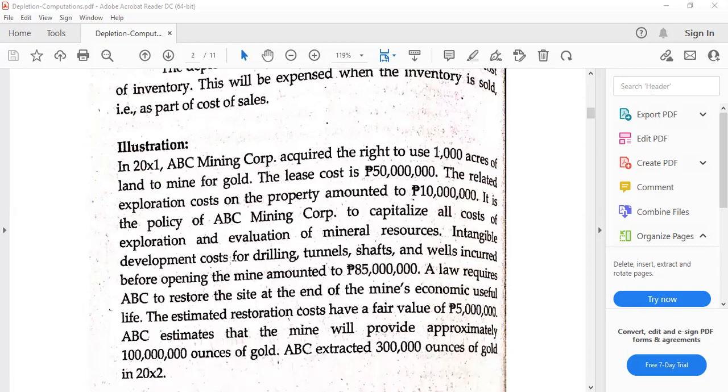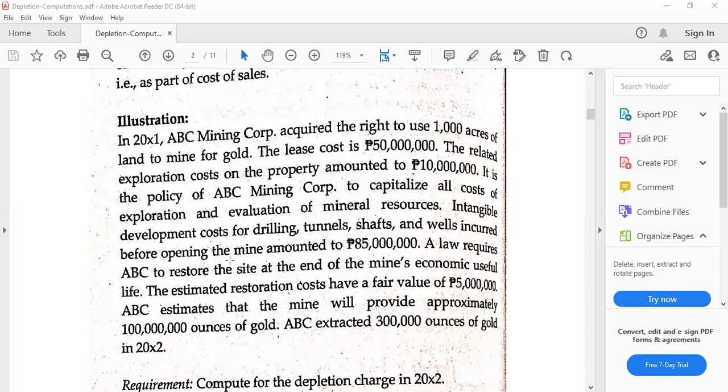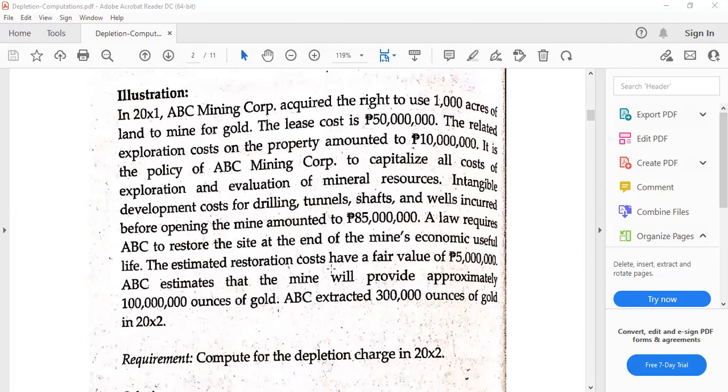Now let us apply an illustration. I am going to give you a minute to go over the question so that it will be easy for us to discuss and tackle. So at this point in time, you should be pausing this part here. And now let us continue with our problem.